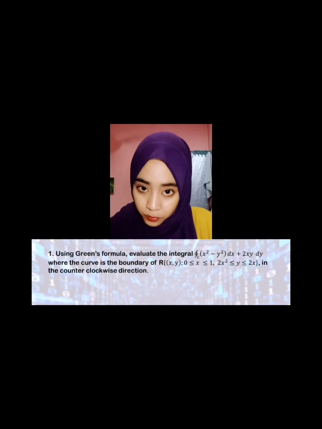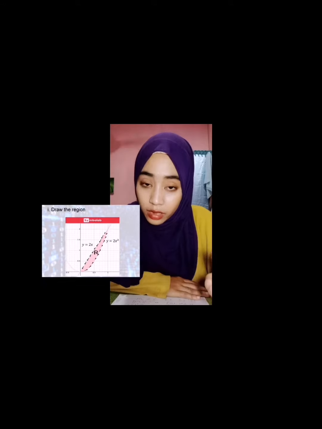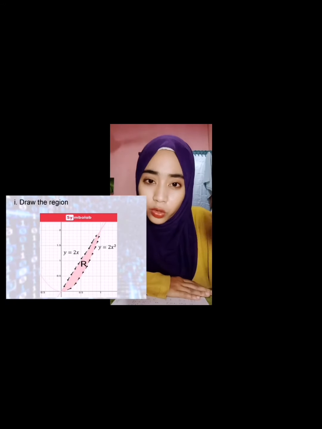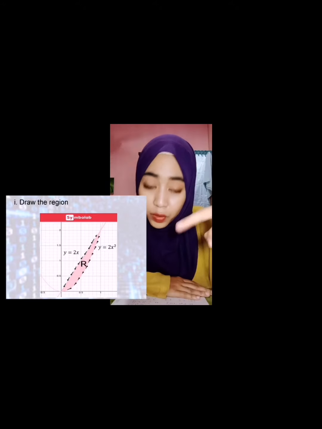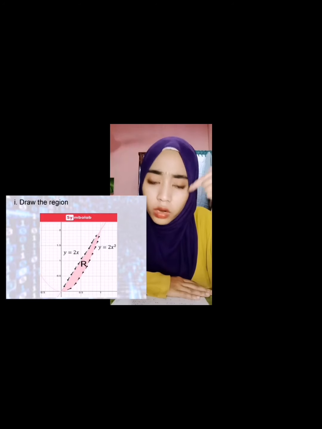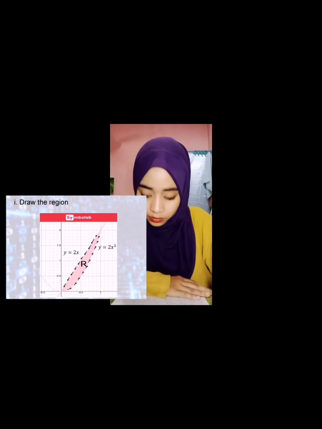So firstly, we have to draw the region. As you can see on the slide, we have the y-axis and x-axis. On the x-axis, we go from 0 to 1. For the upper boundary, we have y equal to 2x, and for the bottom curve, we have y equal to 2x squared. And we go in the counterclockwise direction.